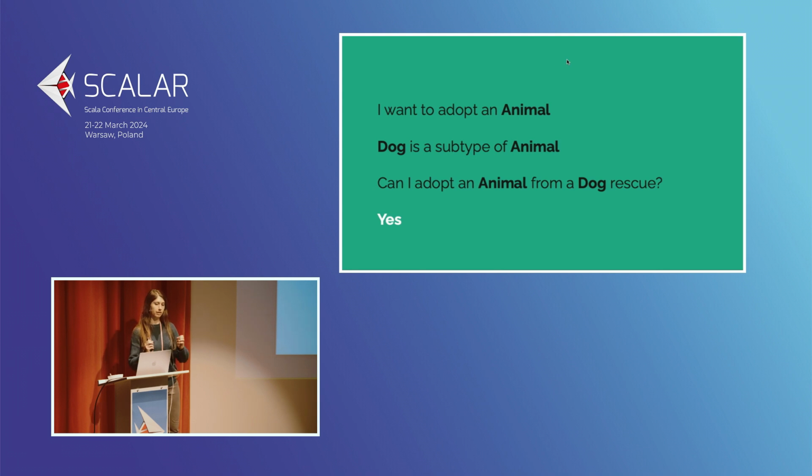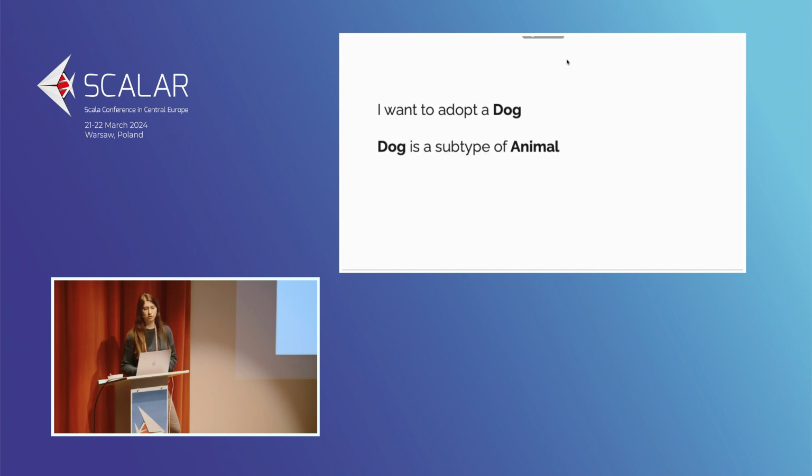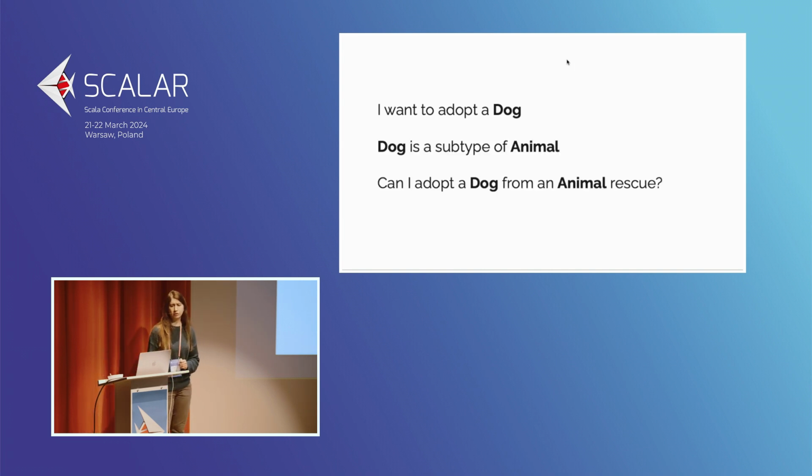Now, when you're trying to work out if you can substitute one thing for the other, usually substitution should work one way but not the other. So what I like to do is flip the situation around and make sure that it doesn't work the other way around. So if I said I wanted to adopt a dog, which again is a type of animal, and I was trying to work out whether I could adopt a dog from an animal rescue.